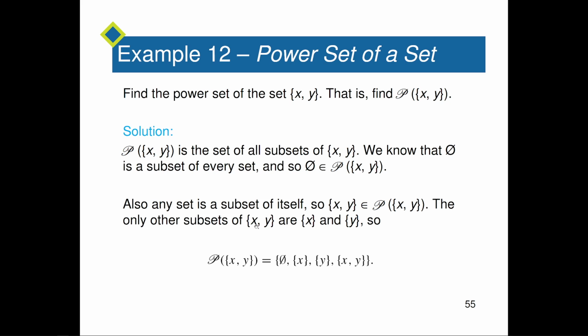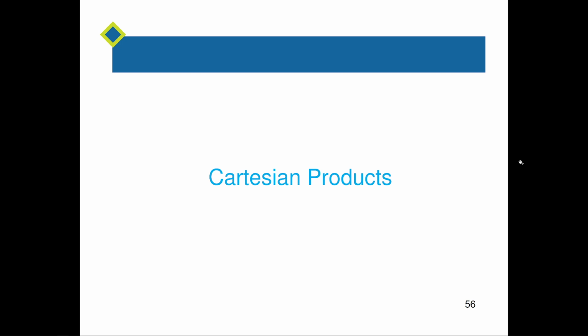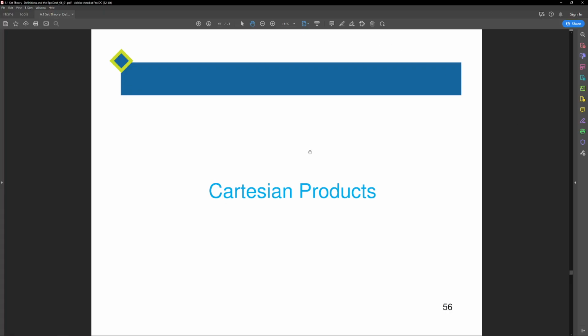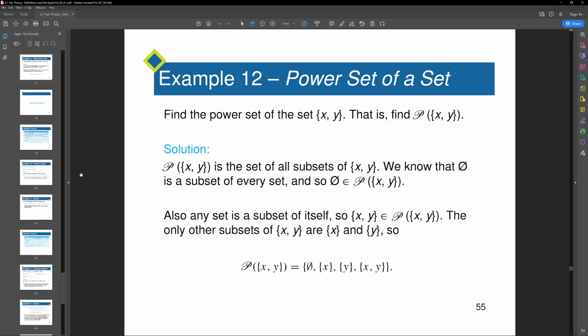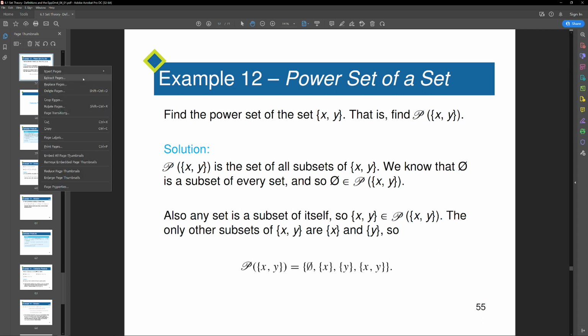The only other subsets of XY are the singleton X and the singleton Y. So we take all the elements and we write it in terms of the power set. The power set has the empty set. It also has the singleton X, that's this one. It also has the singleton Y, that's this one. And it also has the set contained in the set itself, which is the set of X, comma, Y. So this is how we would write the power set. We can even do an extra example here to further illustrate our point of the power set. Let's just do one example.